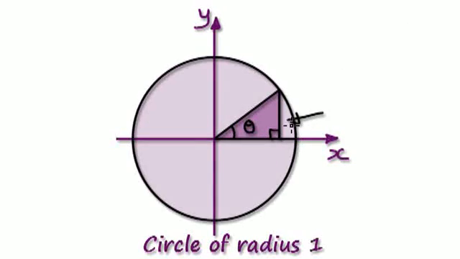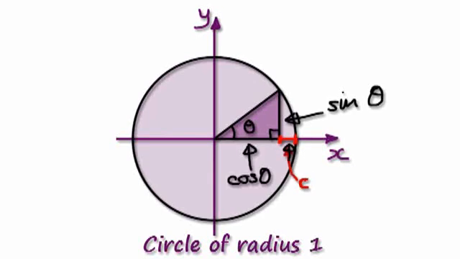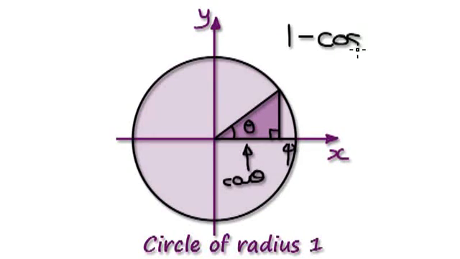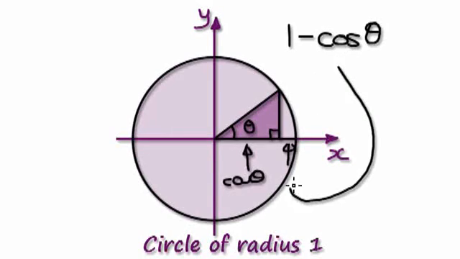So really the height here is sine theta. The length here is just simply cosine theta, and this gap here, get the radius of the circle, which is from here to here, which is 1, and then take away the distance from here to here, which is cosine. Remember, this distance here is cosine theta. So this gap here is simply 1, which is the radius, take away cosine theta. So that's your gap in between here. Okay, so that's your answer.